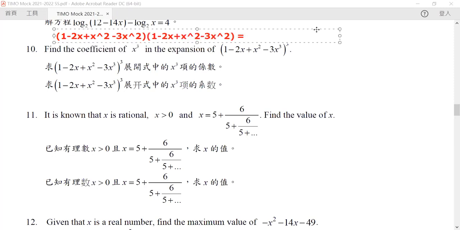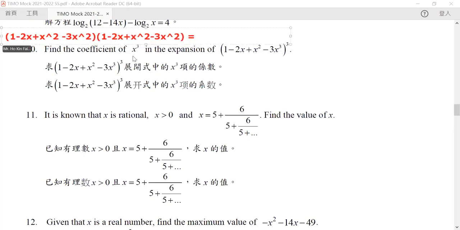As far as we have done this, we are good. So in here, if we multiply them together, we know that the least term is 1, because 1 times 1, and the next term will be equal to negative 4x, because it will be negative 2x times 1 and 1 times negative 2x.